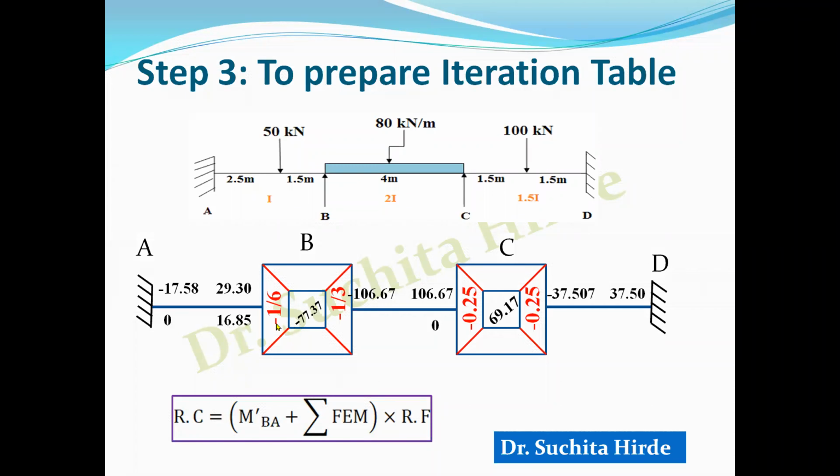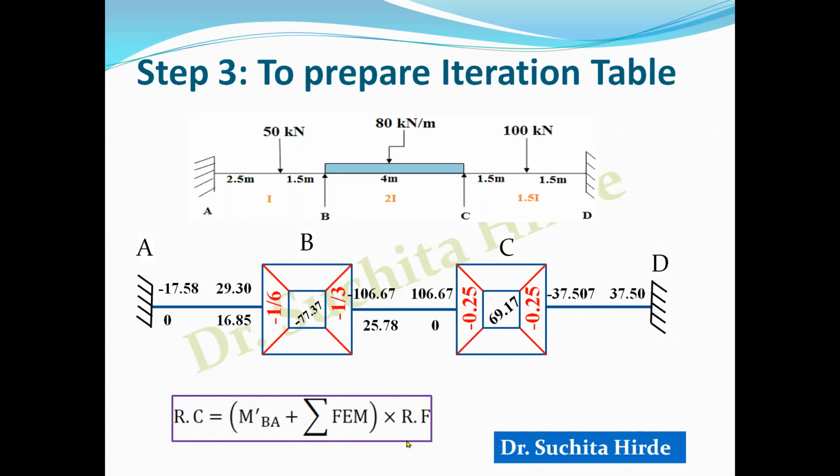Because this is also negative, this is negative, so we will get a positive value. And for BC, it is 25.78. So these values are called the rotation contribution at B. How have we calculated this? Addition of rotation contribution at far end plus fixed end moment, multiplied by the rotation factor here, multiplied by the rotation factor here. Same way, now we will calculate rotation contribution for CB and CD.